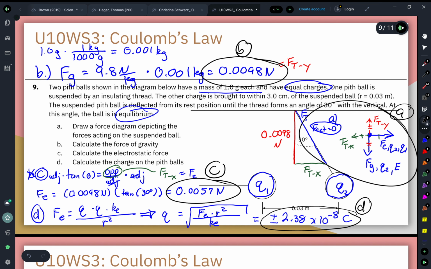So part A is on the right by our original diagram. That's where we drew our force diagram. Part B is at the top of the screen, where we originally did our unit conversions from grams to kilograms. Then part C and D are on the bottom left of the screen, where we can actually add space to do those calculations.